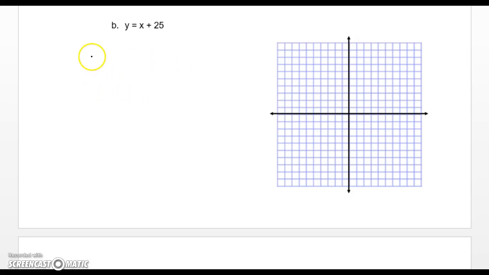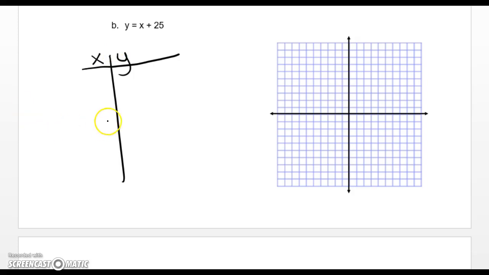So our first step here is to create our table of values. For this type of equation, we're going to choose our x values, and then we calculate the y values. Just by looking at my equation, I have y is equal to x plus 25. So when I have this plus 25, this tells me I might have some pretty big values. So if I choose some pretty big x values, I might be able to space out my graph a little bit nicely, so that my y values aren't insanely huge.